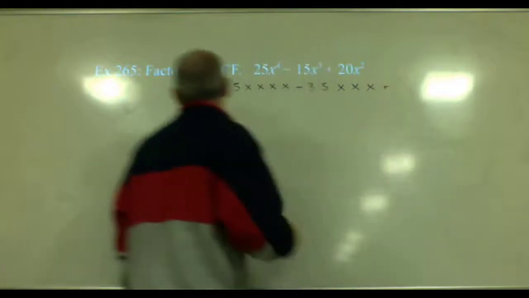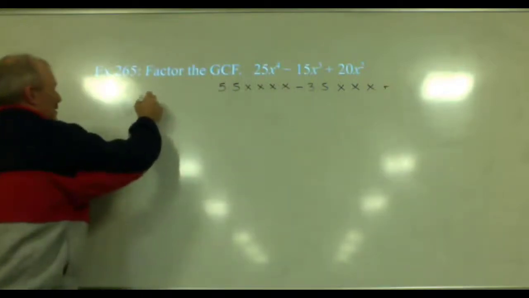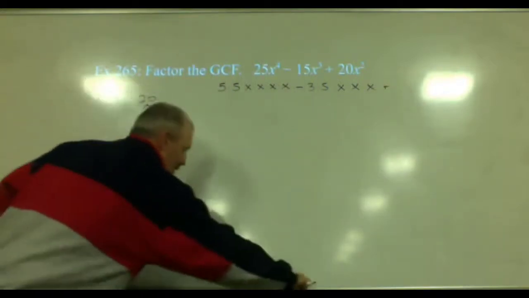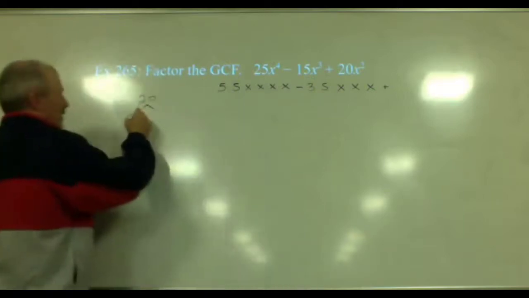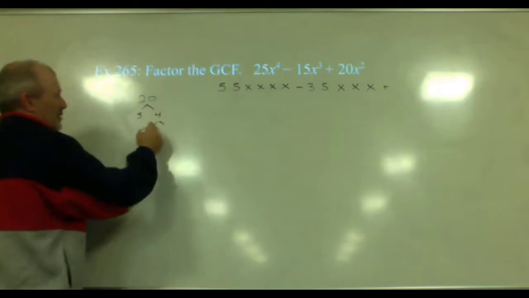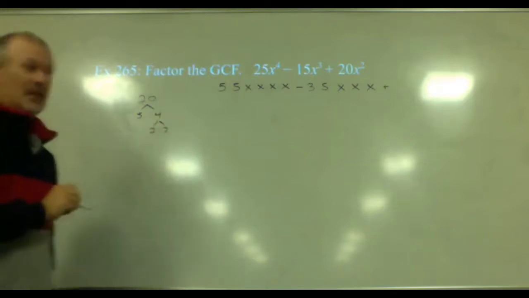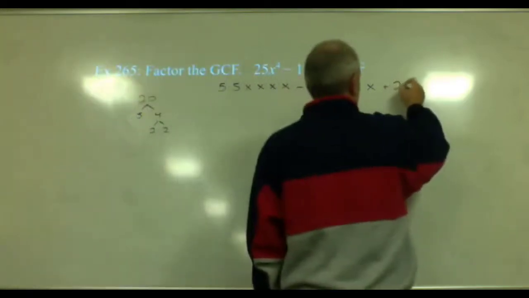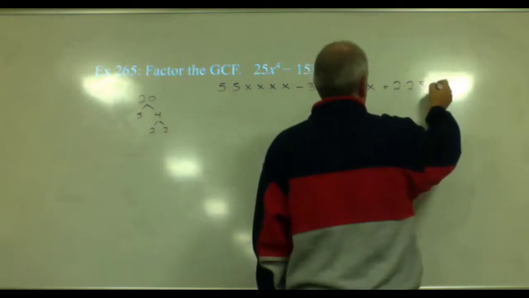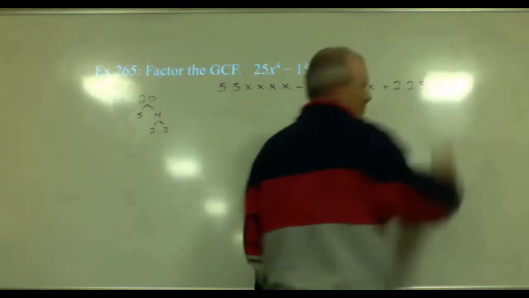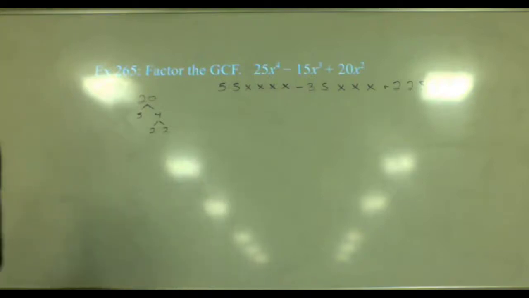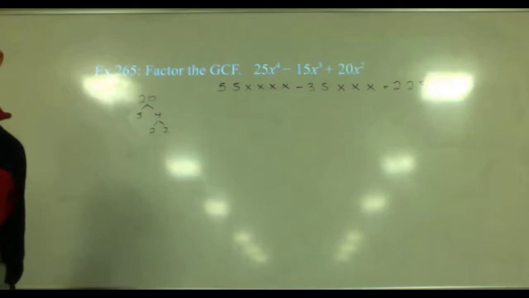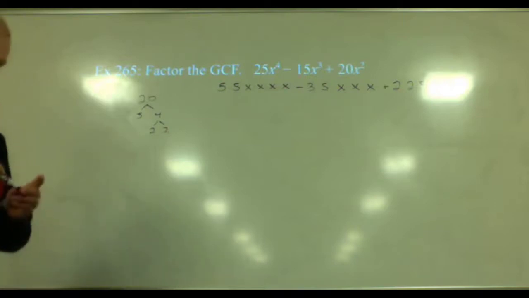Plus, now 20, that'll take us a little bit longer to break up. How do we break up the 20? 5 times 4. And then the 4 breaks up into 2 times 2, right? So this is 2 times 2 times 5, and then 2 x's. Okay? So again, I don't expect you to do this every time, but I want you to get the idea of what's actually going on here.